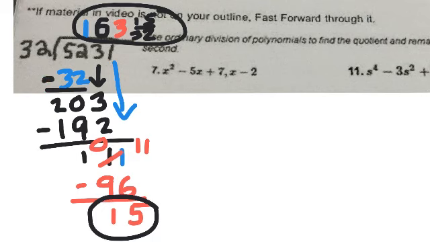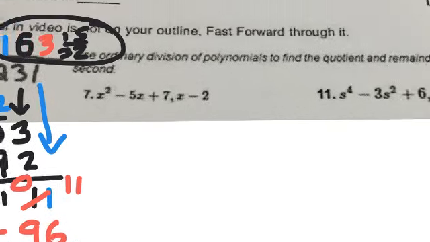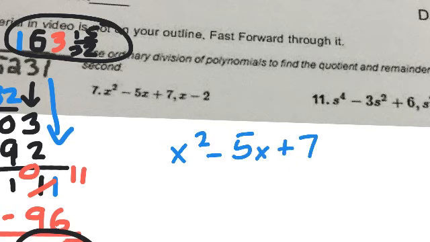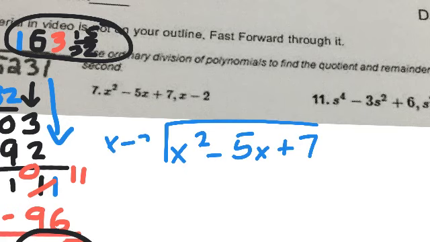Remember there are built-in subtractions and remember the process for multiplying. So now we're going to do that with this polynomial. So we're going to divide the first polynomial by the second polynomial. So that's going to give me x squared minus 5x plus 7 goes inside the division box. And then on the outside is x minus 2.